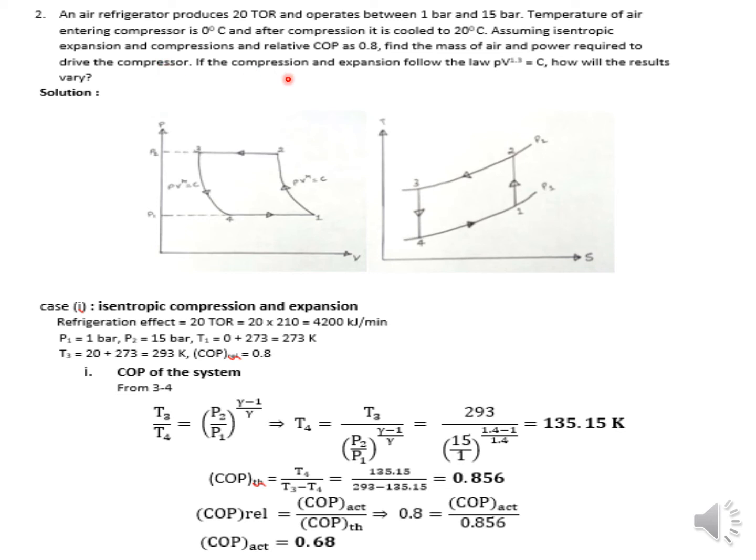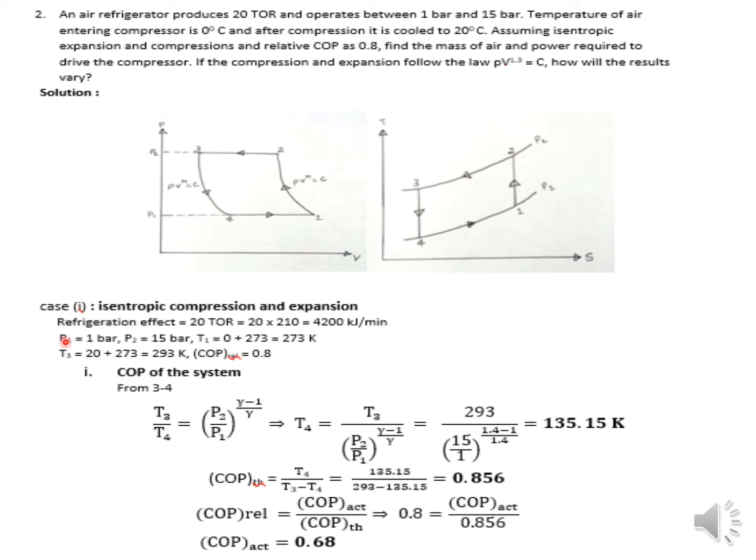Second case, what is given? If the compression and expansion follow PV raised to 1.3 is equal to constant. First case, what we have done? PV raised to gamma, it is going to follow an isentropic process. Isentropic process means gamma is 1.4, but he is changing 1.4 to 1.3. See how the results will vary, whether COP is increasing, mass of air is increasing or decreasing, power required is increasing or decreasing by varying the index or changing the process. So how is the process changing here? It is isentropic here, it is becoming polytropic here, right?